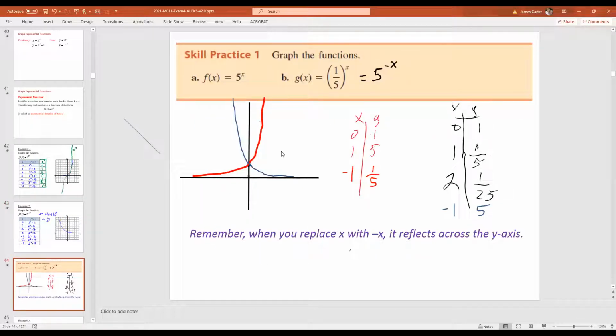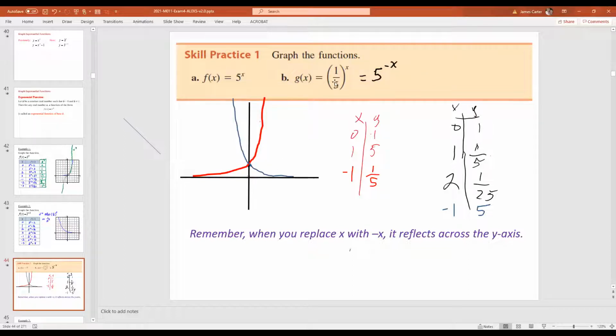Okay, here are two functions to graph: 5 to the x and x to the 1/5. Now this is something different. Well, first of all, 5 to the x. You start here, you go through the point 0, 1, then you go up through the point 1, 5. And you can see what the XY table would look like for this. If you have -1, then you have 1/5. And -2, you would have 1/25, and so on.